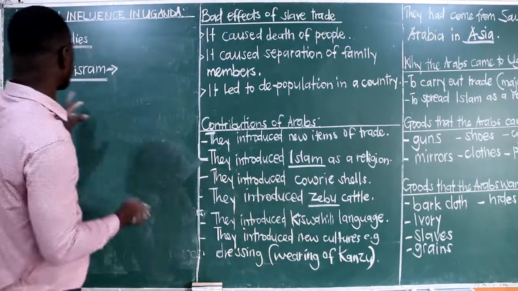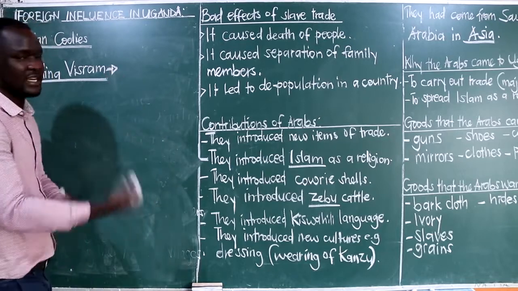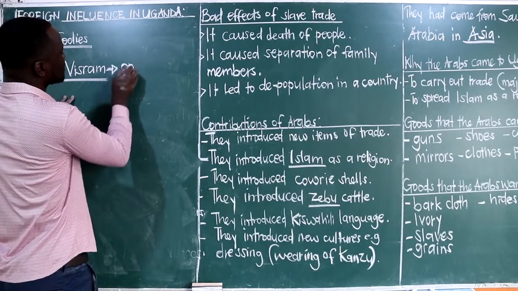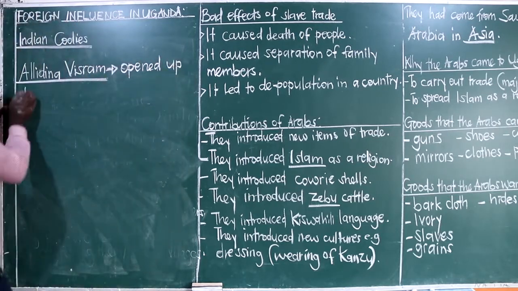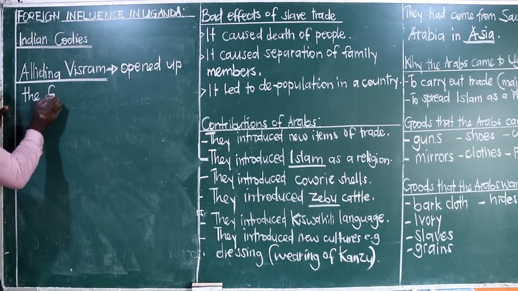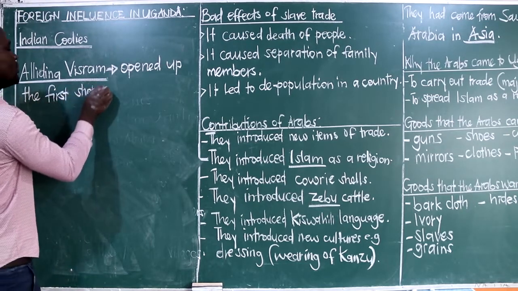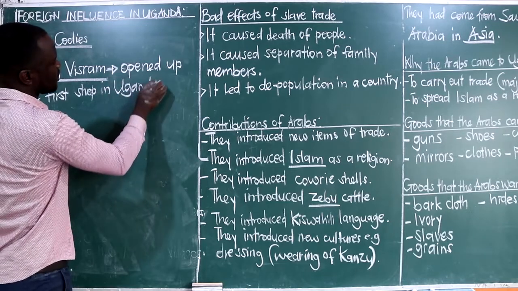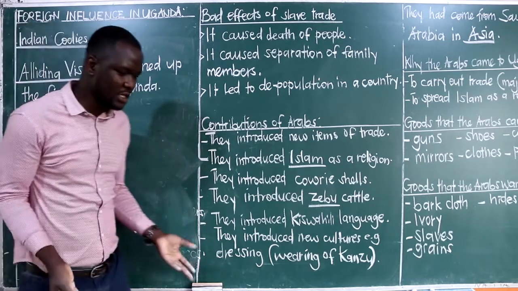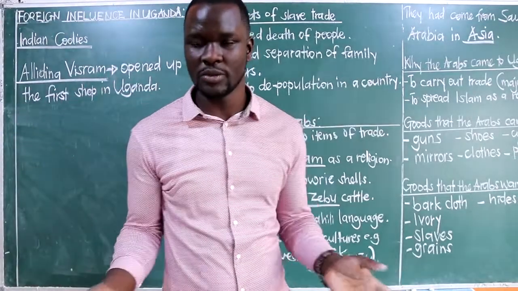So when you are asked, why is Allidina Visram remembered in Uganda's history, we shall be able to note that Allidina Visram opened up the first shop in Kampala, that is in Uganda. Which means that before this one opened the first shop, there were no shops in Uganda.